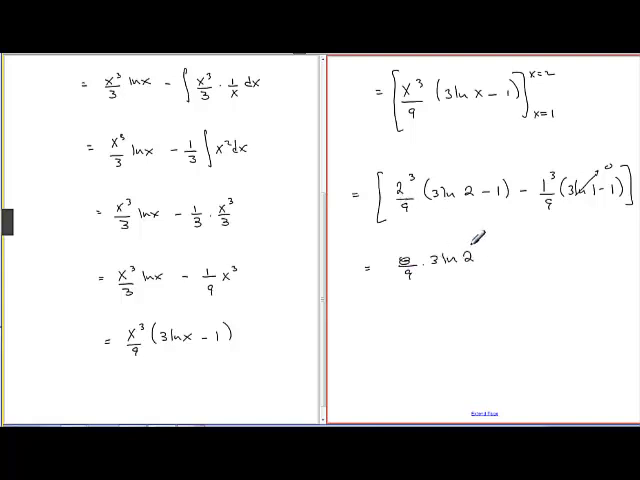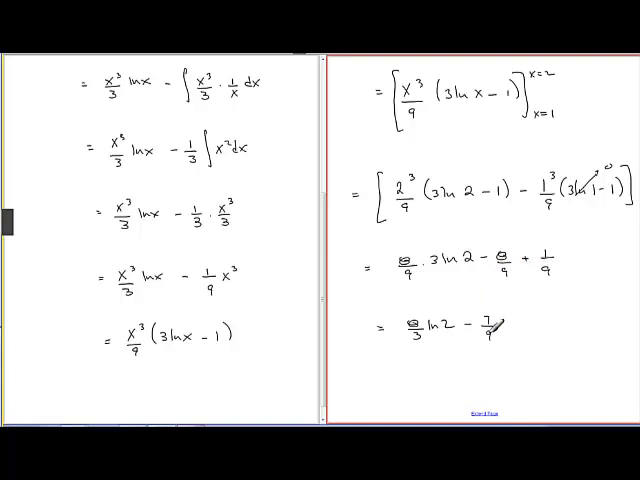Now I'm going to multiply this out, and I'll get negative 8/9. And here I will have negative times a positive, so I'll get plus, and I have plus 1/9. So if I do this, I'll get 8/9. Actually, no, I got the 3. I got to cancel that out. So I'll have 8/3 times the natural log of 2. And if you have negative 8/9 plus 1/9, that will give you negative 7/9.